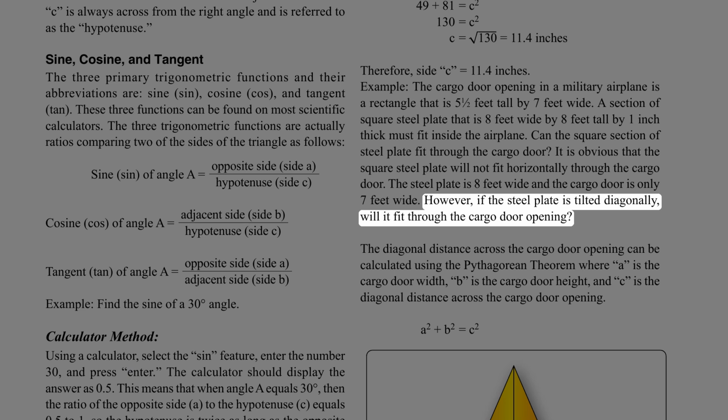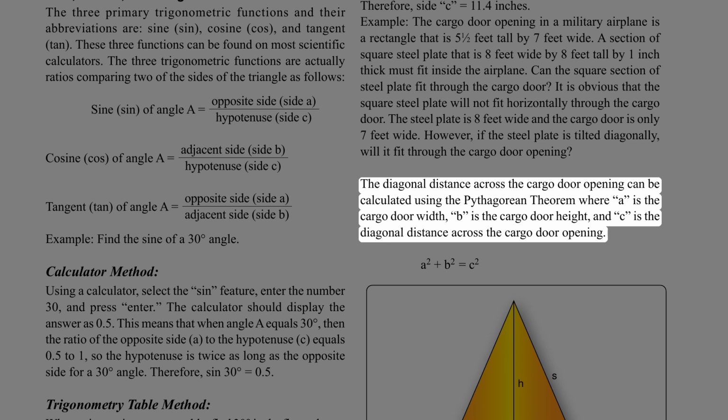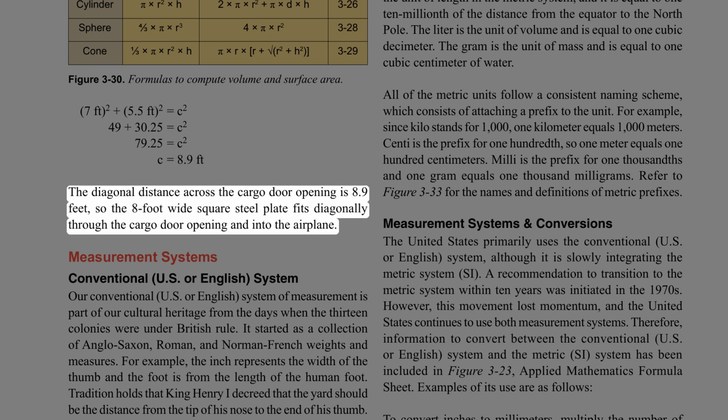However, if the steel plate is tilted diagonally, will it fit through the cargo door opening? The diagonal distance across the cargo door opening can be calculated using the Pythagorean theorem where a is the cargo door width, b is the cargo door height, and c is the diagonal distance across the cargo door opening. The diagonal distance across the cargo door opening is 8.9 feet, so the 8-foot wide square steel plate fits diagonally through the cargo door opening and into the airplane.